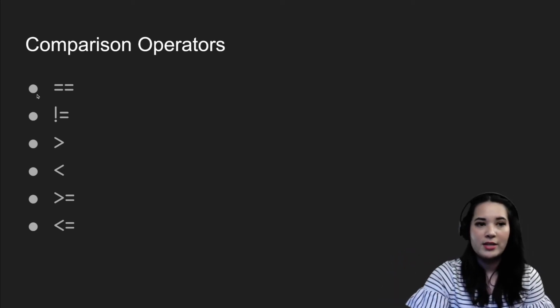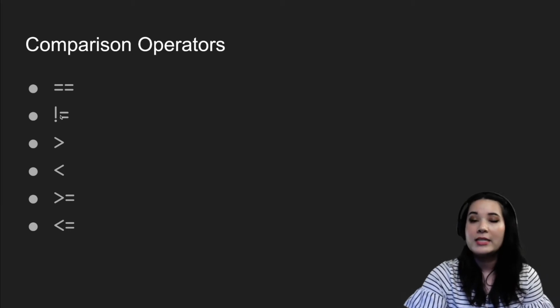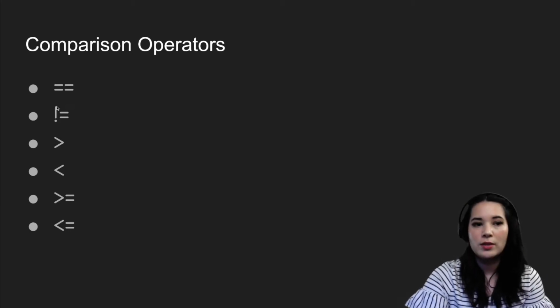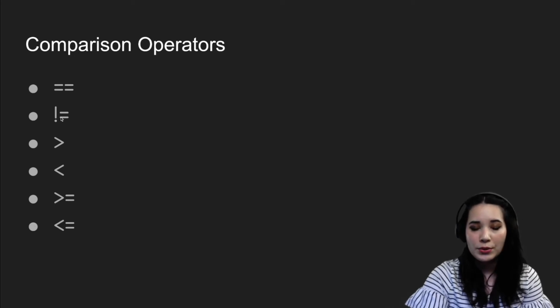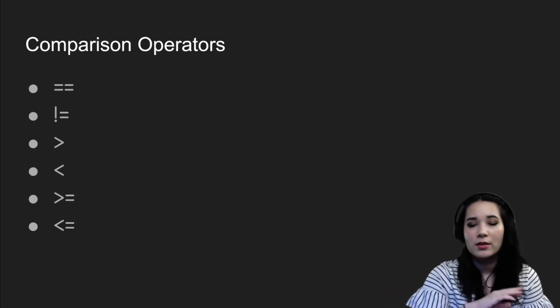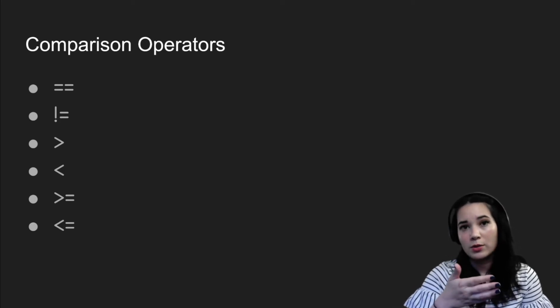The next comparison operator is the opposite of that. It's a not equals to, which we use with an exclamation point and an equal sign, which basically says true if the two things compared on the left and the right are not equal to each other, and false if they are equal to each other.